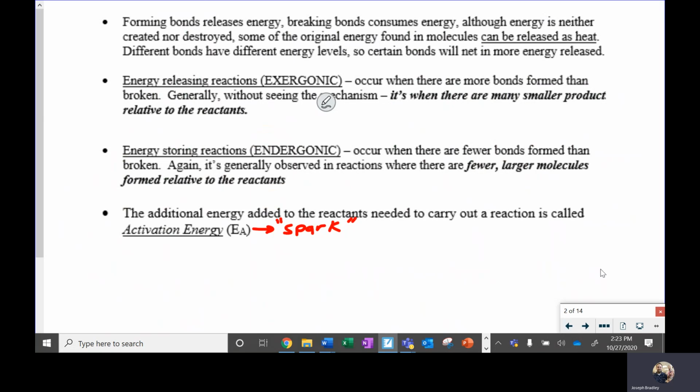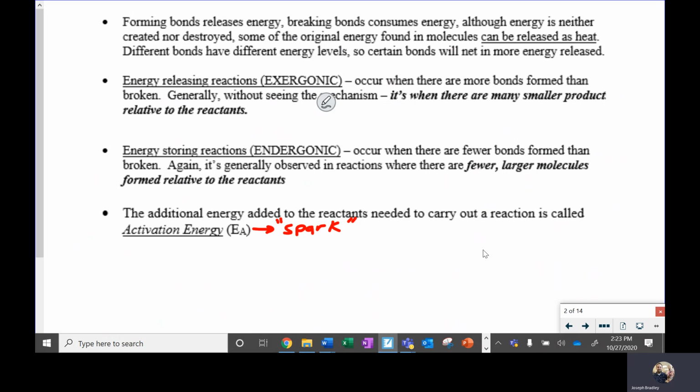There you go. Forming bonds is going to release energy. Breaking bonds is going to consume energy. Although energy is neither created nor destroyed, some of the original energy found in the molecules can be released as heat, and different bonds have different energy levels. So some bonds will net in more energy released.